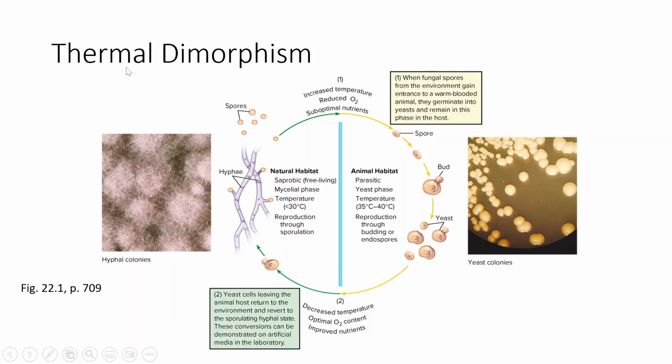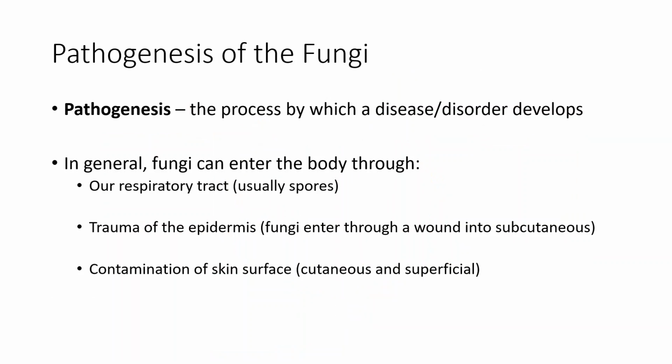You know, thermal meaning temperature, right? Di meaning two. Morph is just the form we're looking at, right? So temperature, two forms, based on that difference in temperature. Okay, and then you can read more about this in figure 22.1, and that should be around page 709.